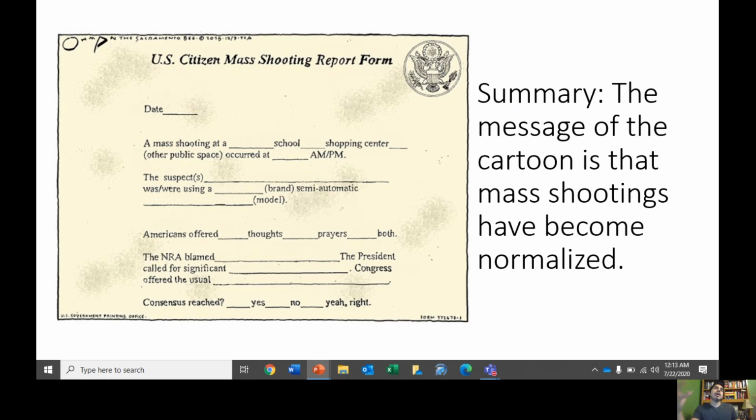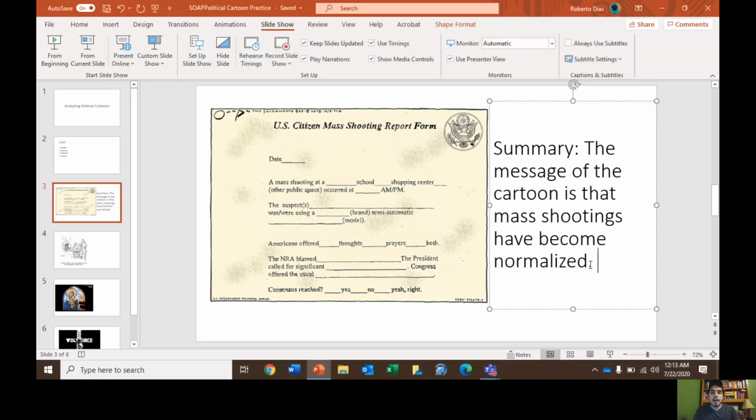It also takes issues that are supposedly very complicated and complex and distills them down into something that's easy to look at. So it's powerful. Political cartoons can be powerful. I love looking at political cartoons. Yeah, so that's the main summary that I came up with.